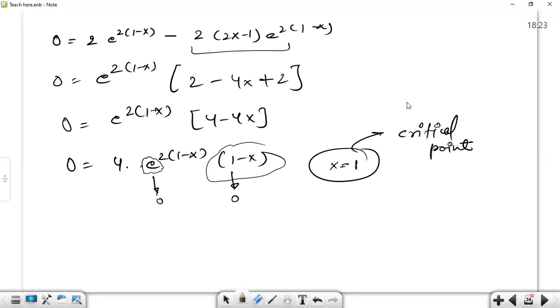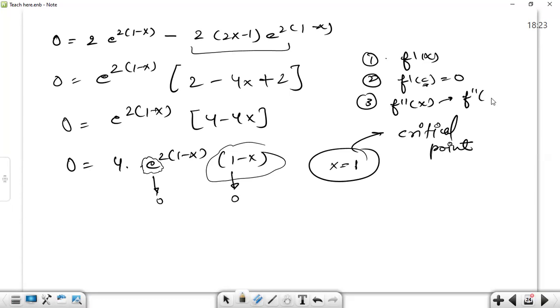Okay. Now, in the second derivative test, the first step is to find the derivative, then equate it to 0; the value of x would be the critical point. Then find the double derivative and check its sign at c. If it is positive, then it is a case of minima. If it is negative, then it is a case of maxima. So this is about the second derivative test. We have done these two steps.